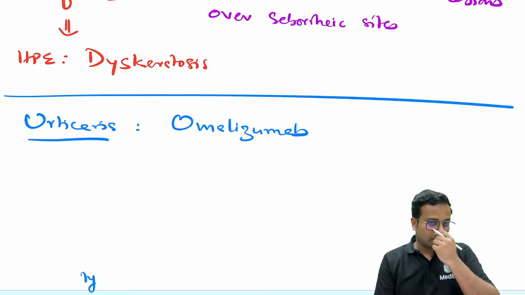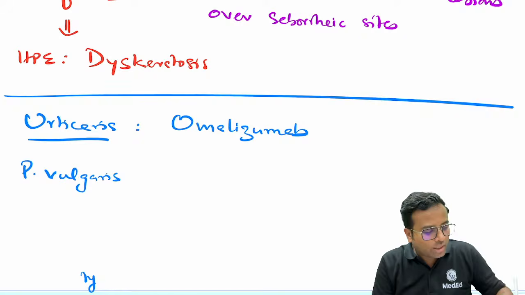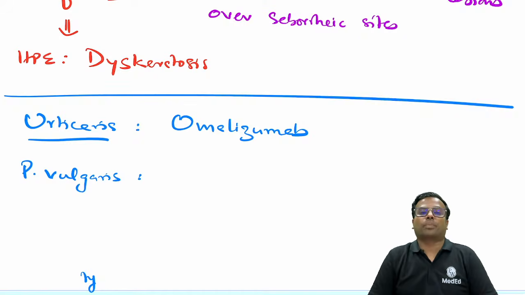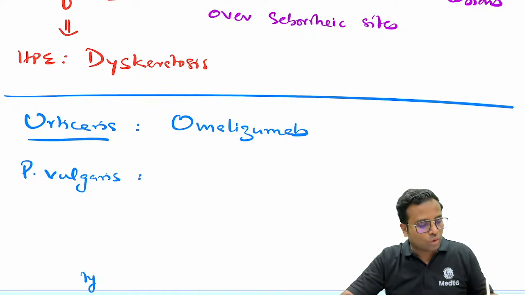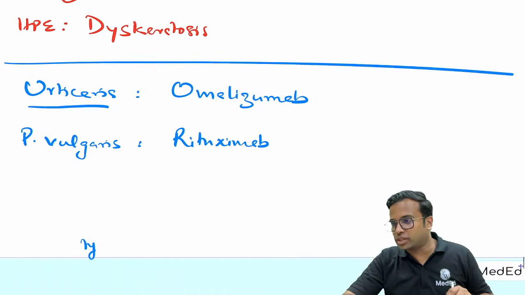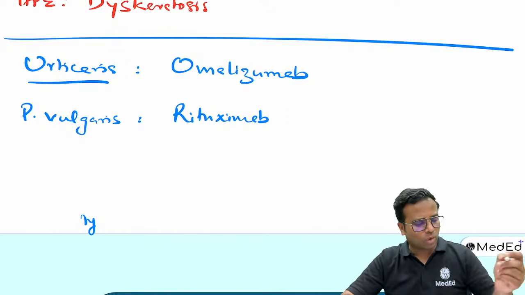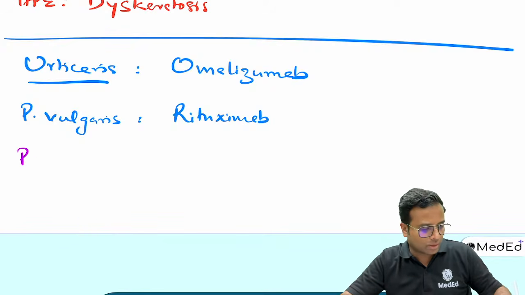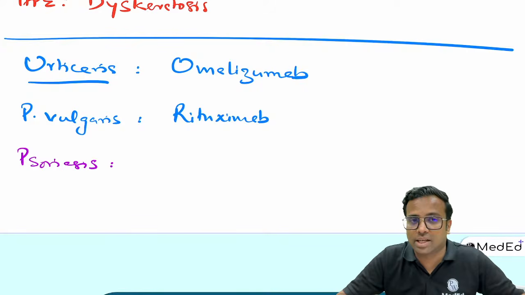Okay? And when it comes to some conditions like pemphigus vulgaris, what is the biological agent that is used in pemphigus vulgaris? Any idea? So in pemphigus vulgaris, we can go for rituximab. Very good. And let's say one more disease, one very important disease, that is going to be, let's say, psoriasis. So in psoriasis, there are a lot of biological agents that are being used.